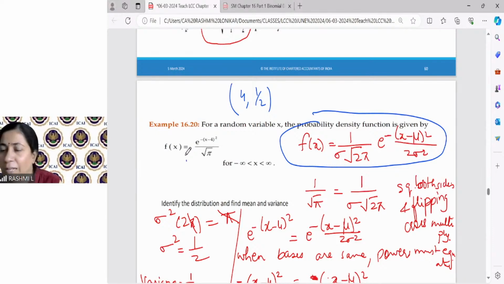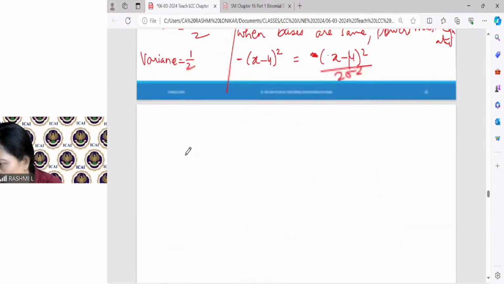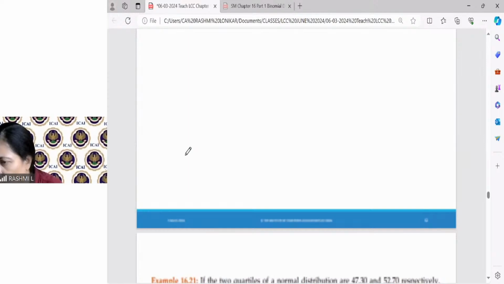ठीक है, लेकिन कभी क्या होता है कि आपको अगर कंसेप्ट अच्छे से मालूम होगा तो आपको इजी जाता है, इसलिए मैंने आपको एक्सप्लेनेशन भी दे दिया. ठीक है, ये हो गया.